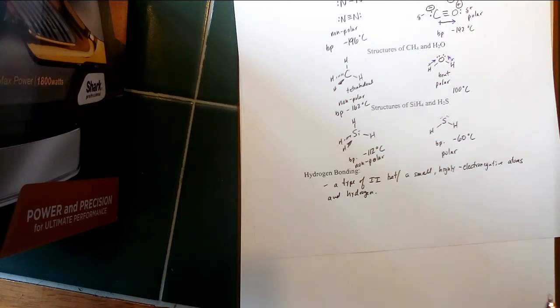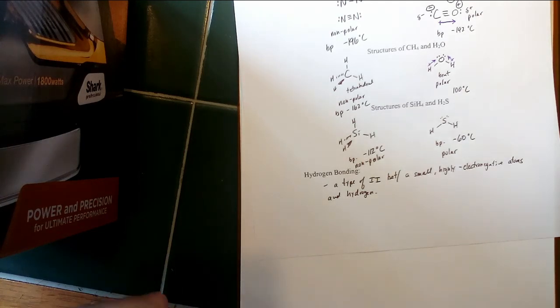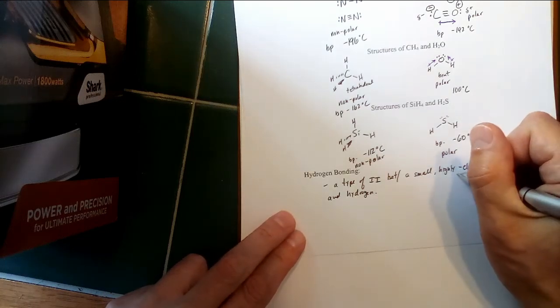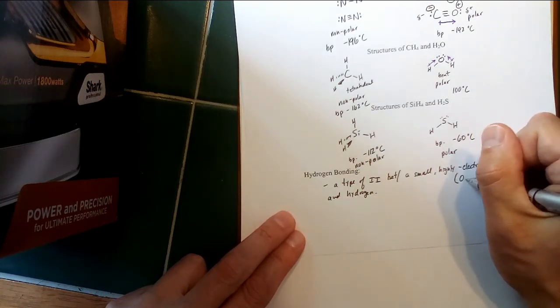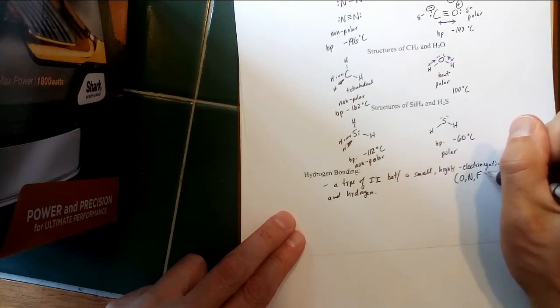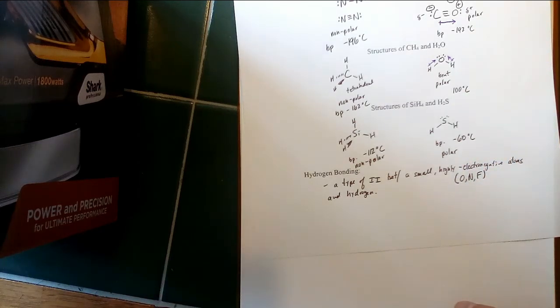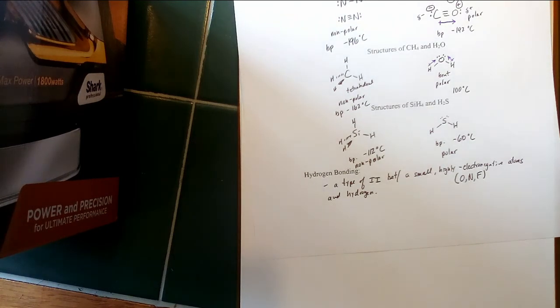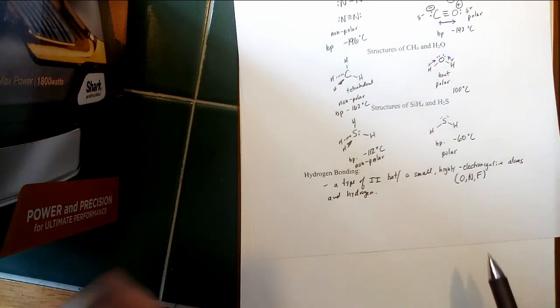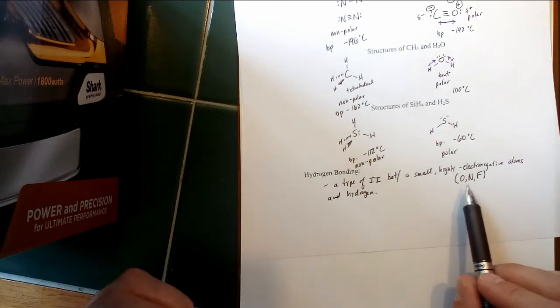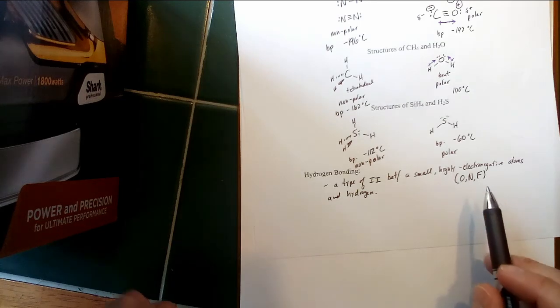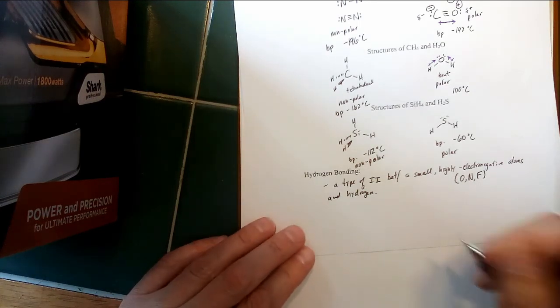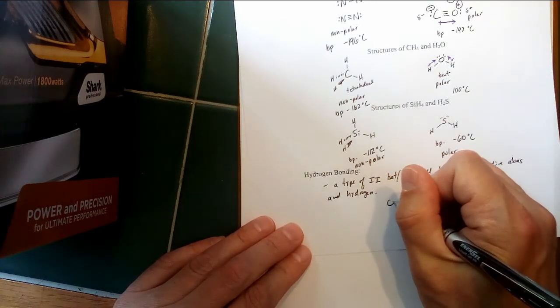Okay, so in order for us to have hydrogen bonding, we need to have small, highly electronegative elements, and in this case, those would only be oxygen, nitrogen, and fluorine. Anything else is either big, even if it's highly electronegative, like chlorine, or is not electronegative enough, like carbon. So if our molecule has a hydrogen attached to an oxygen, a nitrogen, or a fluorine, it could have hydrogen bonding. And hydrogen bonding looks something like this.